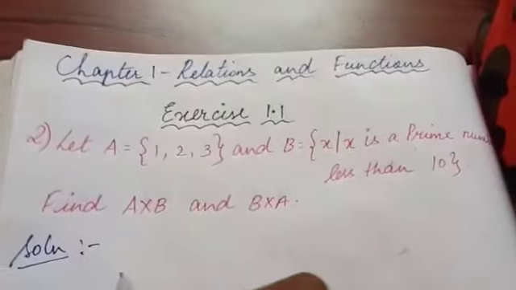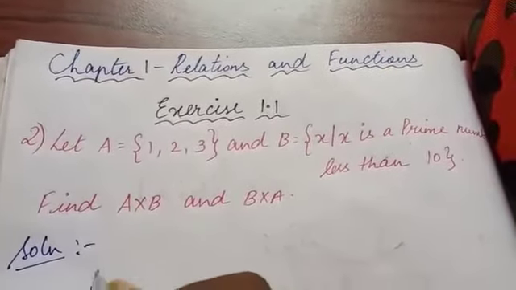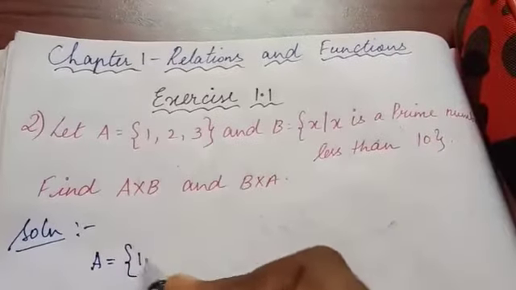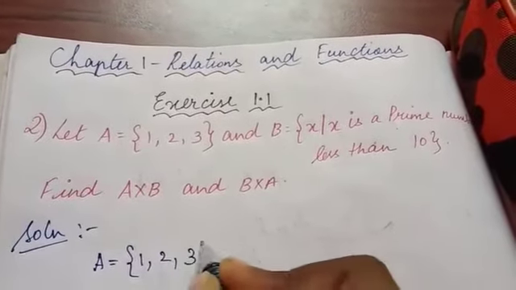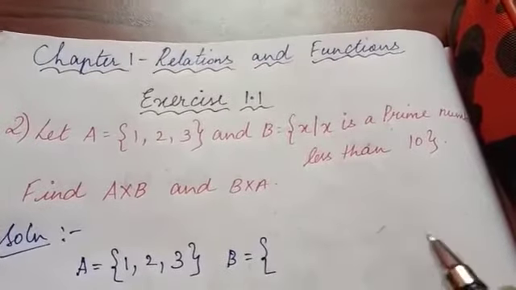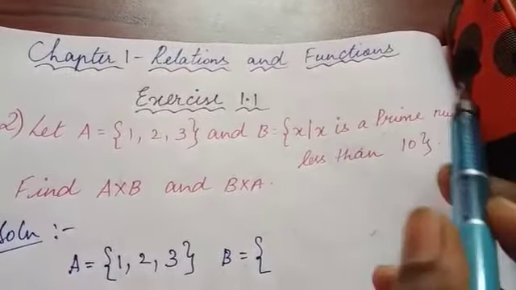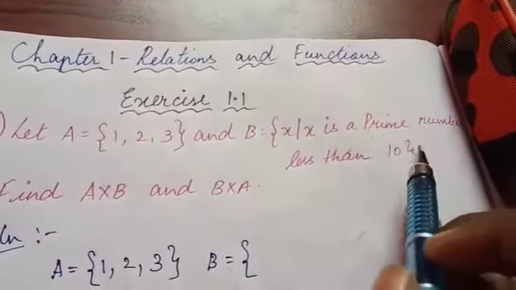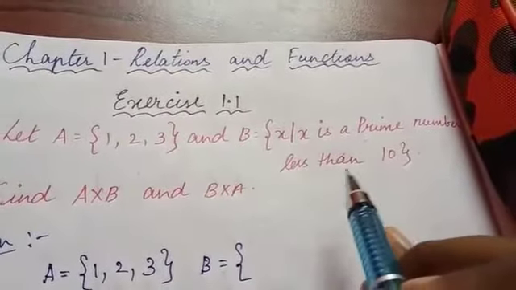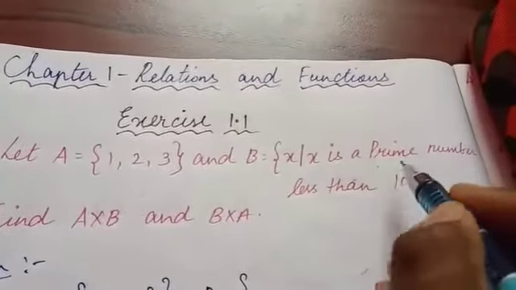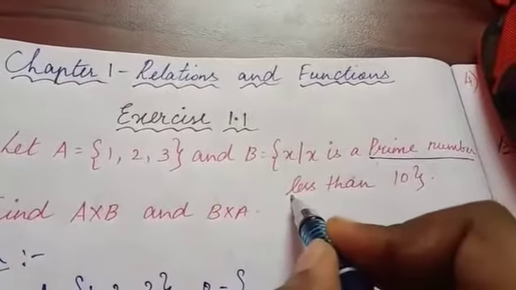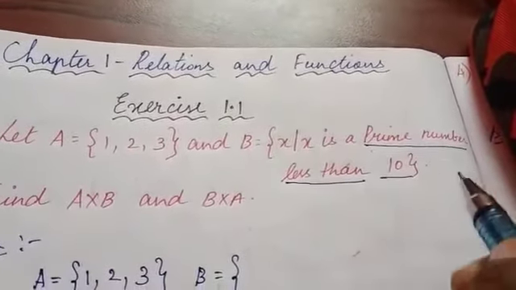So the elements of A are 1, 2, 3. Now we are going to find the elements of B from the set builder form. What is given? x is a prime number less than 10. So x is a prime number and it is less than 10.